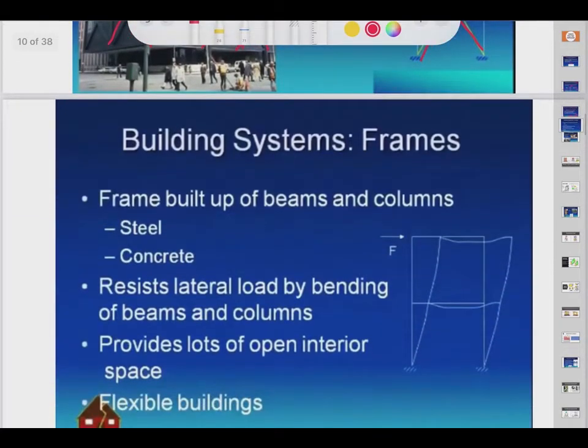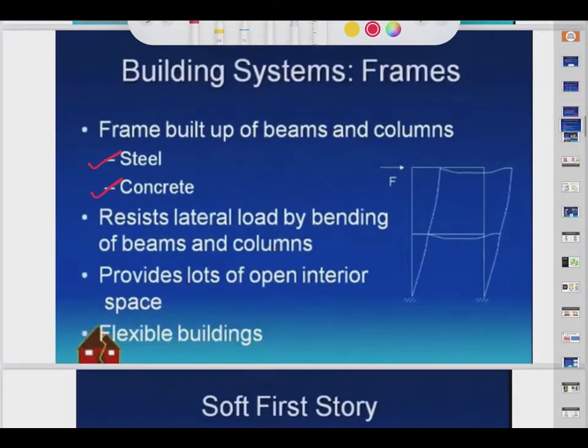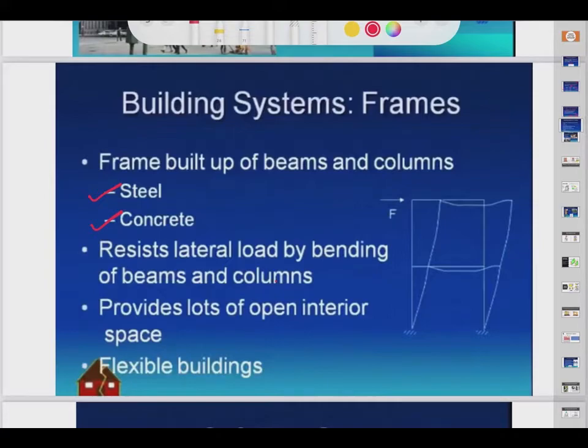Now in the case of building systems in which there are frames, frames are built up of beams and columns in which the elements can be of steel or concrete. So they also resist lateral load by bending of beams and columns. We don't want to make a frame which is overly rigid. We want to make a frame in which sufficient bending is allowed, so that by bending the ductility of the frame is increased. And we have to provide a lot of open interior spaces, and the building should be flexible.